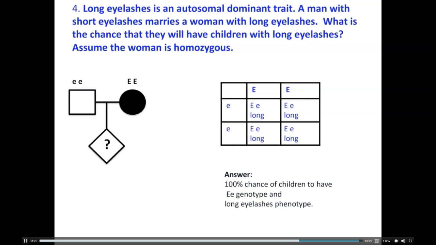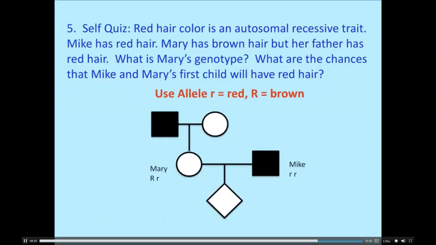For this example, I put the father on the left side and the mother at the top, and then you have the 4 possible offspring chances. Each of those boxes does not necessarily represent one child. It represents the chance of a random fertilization. In this case, all 4 boxes are exactly the same. So that gives you 100% chance of children having the heterozygous genotype and the long eyelashes phenotype.